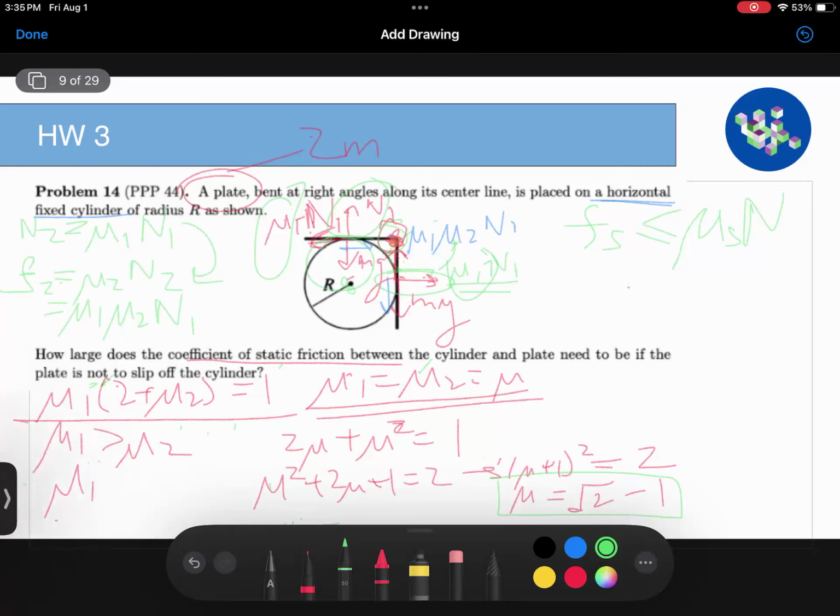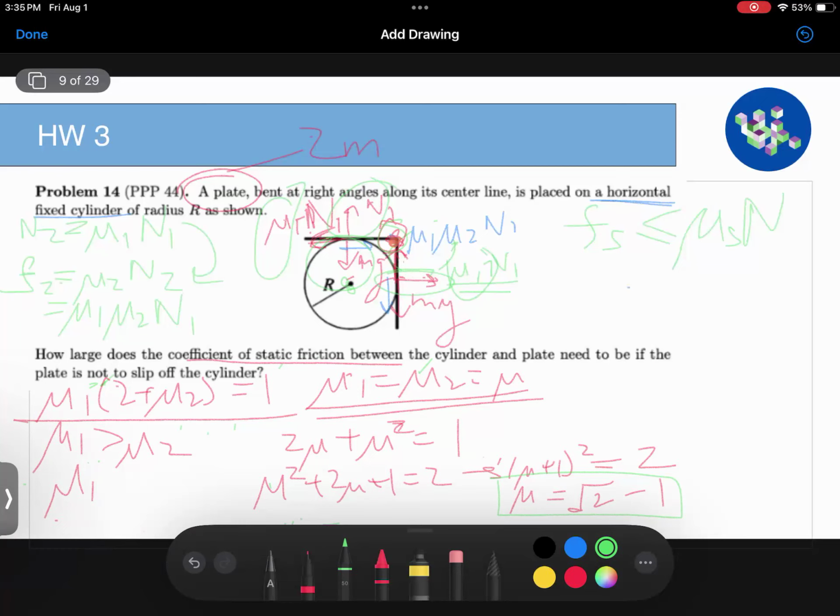Wait, I have one question. Yeah, what's up? So you analyze both parts of the plate using the same point of torque, right? Yeah. So is that something you have to do when analyzing two different parts of one thing, or can you create two different points of torque balance?